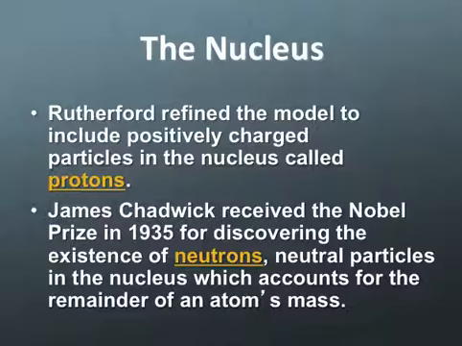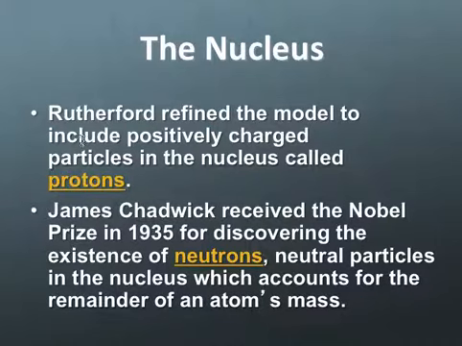So now that the nucleus exists, Rutherford refines the model to include this positively charged particle in the nucleus, and this particle is now called protons, the protons. And James Chadwick, who comes along quite a bit later, in 1935, officially discovers the neutron. But here's the thing. There was a long period of time, because it took him a really long time to actually prove that the neutron existed, but they knew something else was in there.